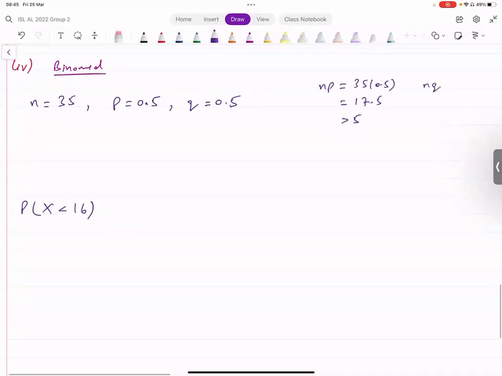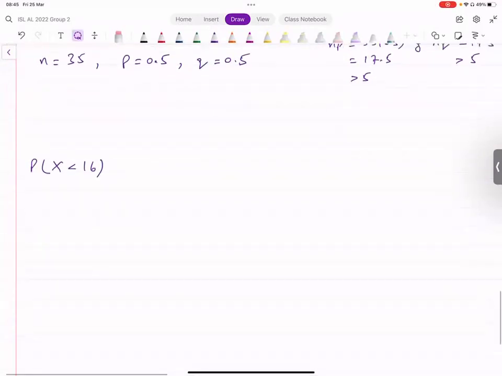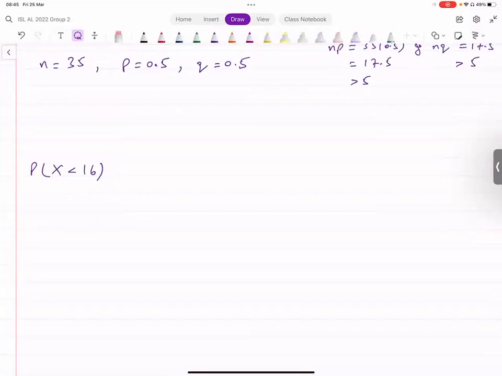NQ, वो भी आप कैलकुलेट करेंगे, it's the same thing. ये भी आपके पास 17.5 आ जाएगा, that's also greater than 5. तो दोनों conditions meet हो रही हैं. We can use normal approximation. ठीक है, ये आप यहाँ पे छोटा सा साइड पे लिख लें कि अच्छा दोनों conditions meet हो रही हैं, so we can just apply approximation.